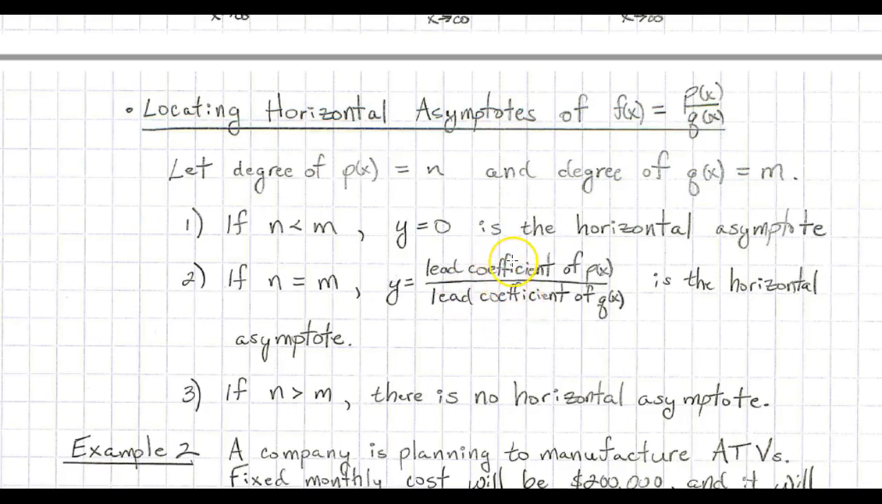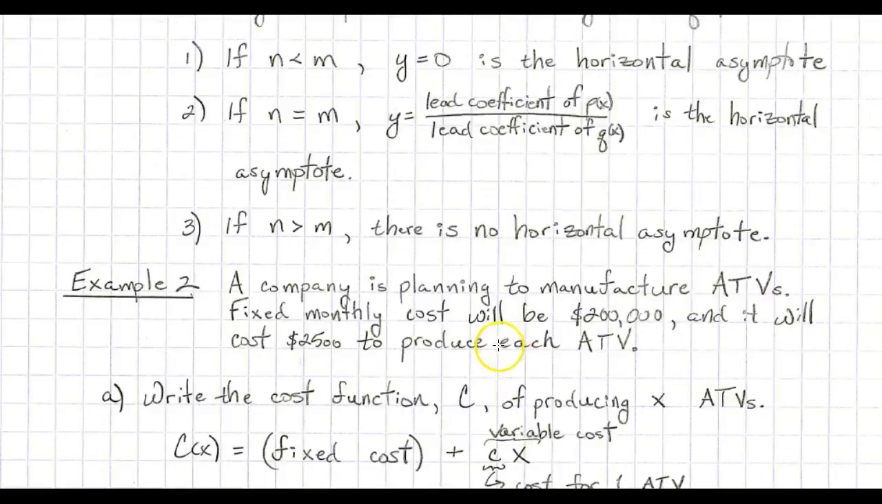In other words, the coefficient of the highest power of x, which is the same as the highest power of x in the denominator. They're both the same in numerator and denominator, so you take their leading coefficients. That's the horizontal asymptote. And then if n is bigger than m, in other words, the degree of the numerator is bigger than the degree of the denominator, there is no horizontal asymptote.